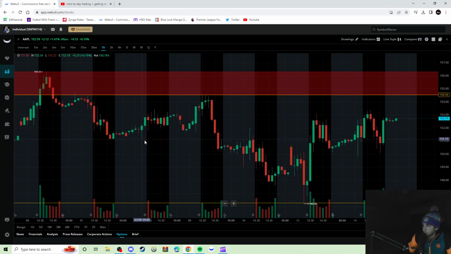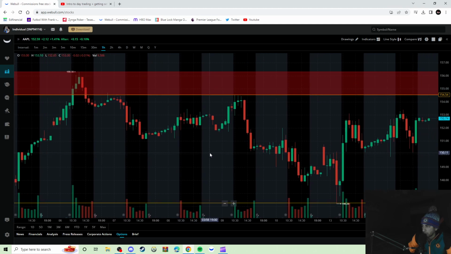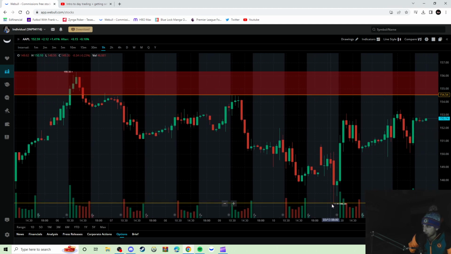You're going to get more candles, but as you can see, this couple hours here, you could have shorted the stock and it went down. And yeah, eventually it did go back down to this support level, but it took a couple days. So you want to figure out what kind of trader you are.